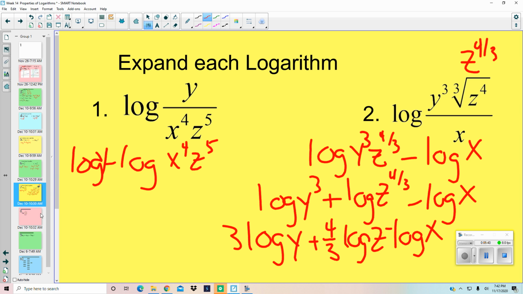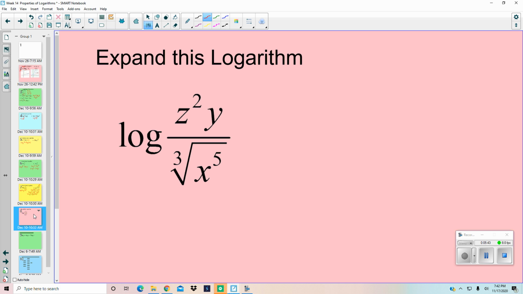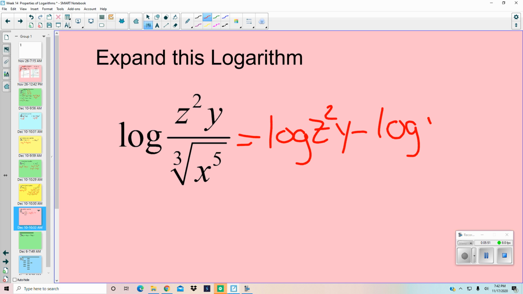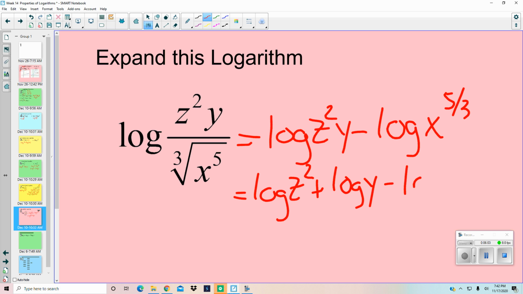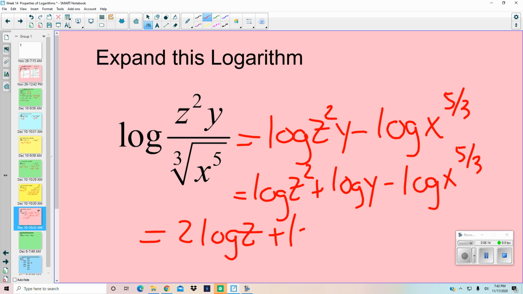Okay, so there's several steps in expanding. Let's do another expanding one. Log of z squared y minus log x. I'm going to change it to the 5/3, make the root a power. Then I can add, and then I can make 2 the coefficient. And 5/3 the coefficient.